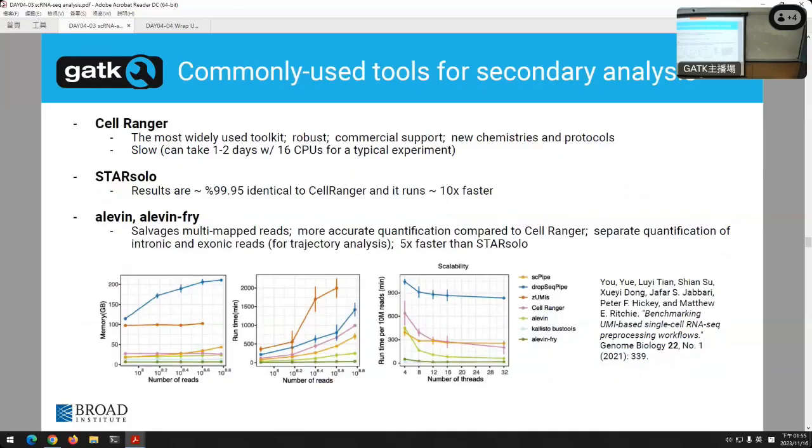So in creating the alignments and the matrix, the most common tools are listed here. Cell Ranger is developed by 10x Genomics. I don't know what the license is, but it might not be fully open source, so I just want to mention that. Actually, the Broad itself has its own process for the secondary analysis called Optimus, but it just uses Star Solo, that middle one, under the hood. So we just use Star Solo ourselves.